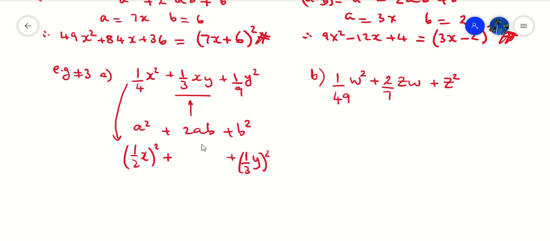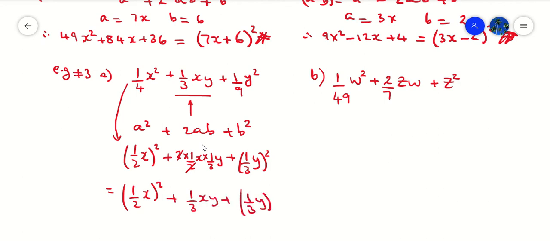Right, so the middle part will be 2 times, what is my a? It is 1 over 2 x, times, what is my b? 1 over 3 y. Then this is the same as this one here. The reason for that, because this 2 can cancel out with this 2, and then you will get here 1 over 3. So this will be the same as 1 over 2 x whole square plus 1 over 3 xy plus 1 over 3 y whole square. So we know this expression is a perfect square, and then we can write it into this format.